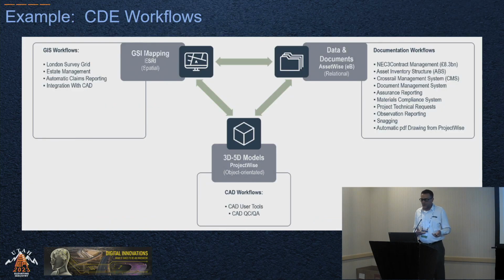So here's an example, data workflows, and this was something that we did for Crossrail over in the UK. But we had GIS workflows, we had documentation workflows, and then we had our CAD or model workflows based on object-oriented design and processing. But we had to bring all of this information together. To accomplish that, we had to have architectures and we had to understand how to move data from one place to another for a single source of truth.